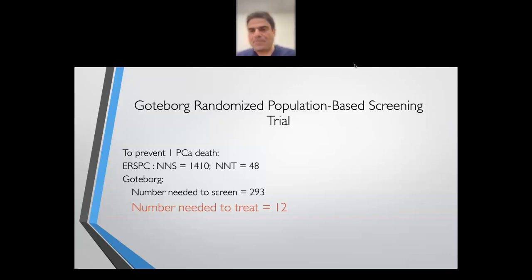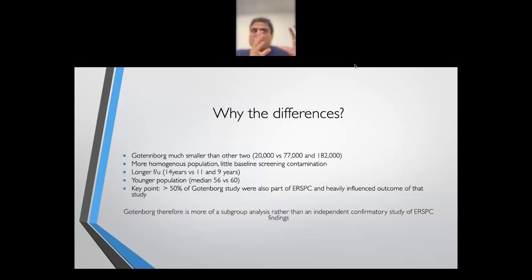Next. So we have to remember, this Göteborg study is part of the European study, but it's diluted among the 160,000. It's a more homogeneous population, longer follow-up, younger population, and basically, this is why it was showing a significant aspect. And this is a sub-analysis or subgroup analysis because it's part of the bigger study.